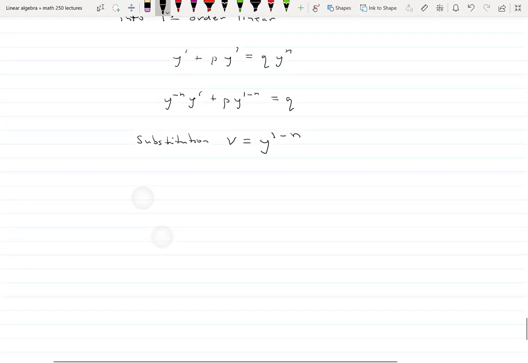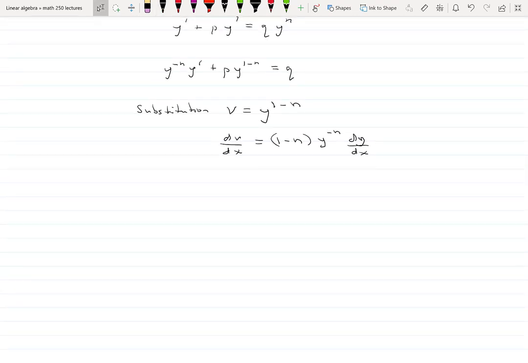Okay, I'm going to show you how this works in the general case. It looks kind of messy, but in working at each specific problem, it's not so messy at all. So if v equals y to the 1 minus n, then dv dx, differentiating, equals 1 minus n comes down, decrease the power by 1, multiply by the derivative of the inside function by the chain rule. And let's solve for y to the minus n dy dx. So I'm dividing both sides by 1 minus n, dv dx. So make the substitution.